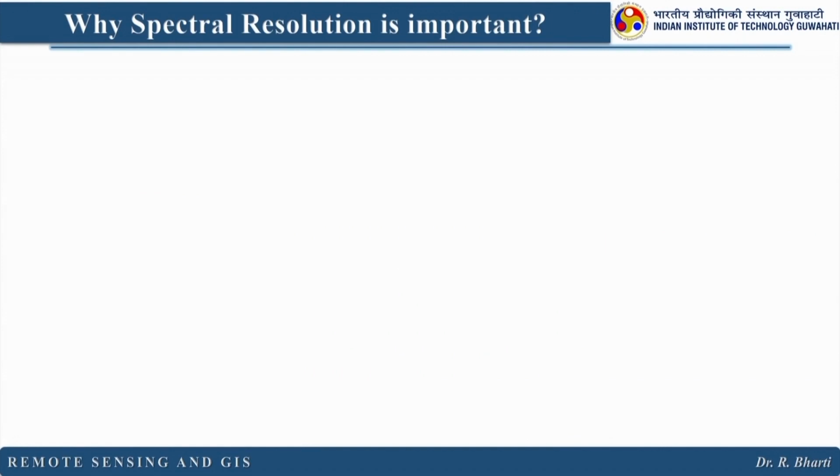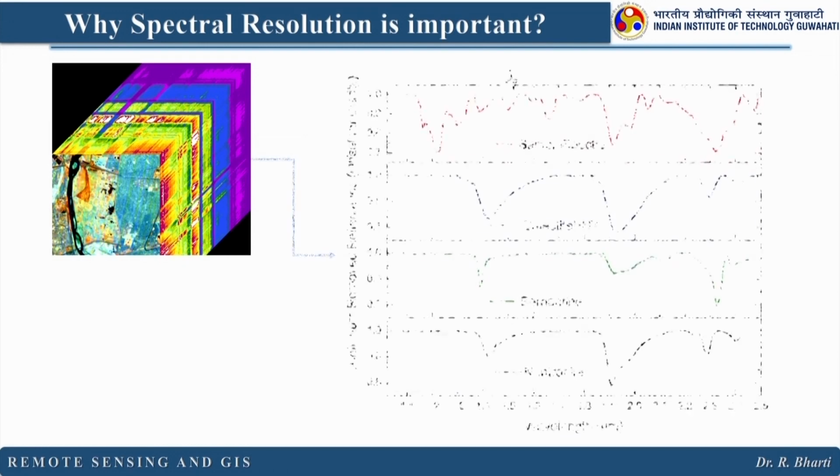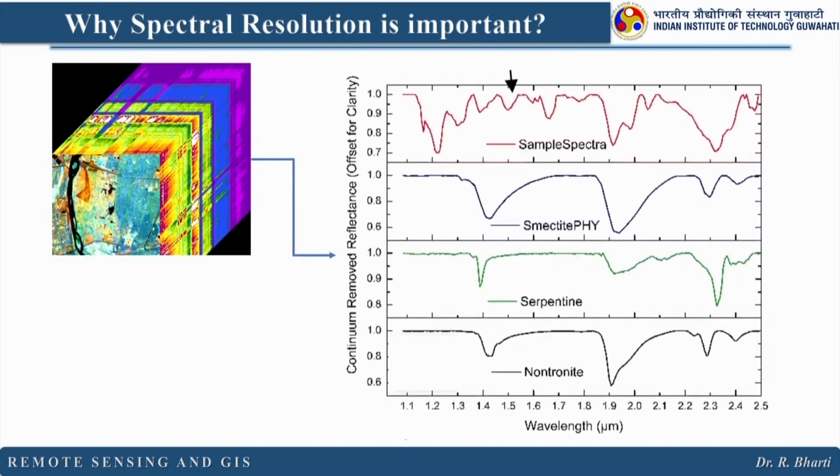And why is this spectral resolution important? Because when you have more values for a given area across the wavelength, you will have this kind of information. You can see from here to here, from here to here, from here to here. For different materials you can see these features are changing. Why are these changing? Because of the material characteristics. So, you can easily find out the chemical composition of that material based on these spectra.